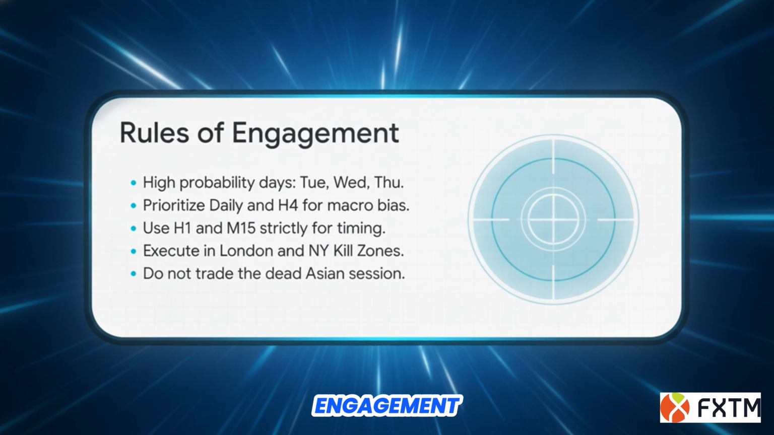Our rules of engagement for the week are strictly defined. The highest probability trading days will always be Tuesday, Wednesday, and Thursday. Mondays are often just for establishing the weekly initial range, and Fridays carry completely unnecessary weekend risk. We prioritize the daily and H4 charts strictly for our macro bias and identifying the institutional draw on liquidity. We then drop down to the H1 and M15 charts exclusively for timing our execution.